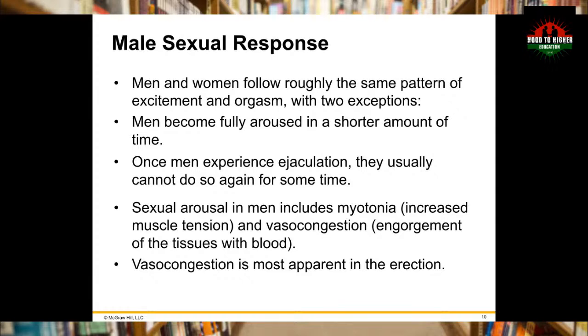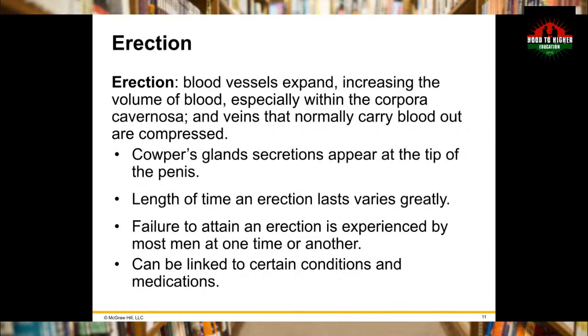Sexual arousal in men includes myotonia, increased muscle tension, and vasocongestion, engorgement of the tissues with blood. Vasocongestion is most apparent in the erection. Erection: blood vessels expand, increasing the volume of blood, especially within the corpora cavernosa, and veins that normally carry blood out are compressed. Cowper's gland secretions appear at the tip of the penis.